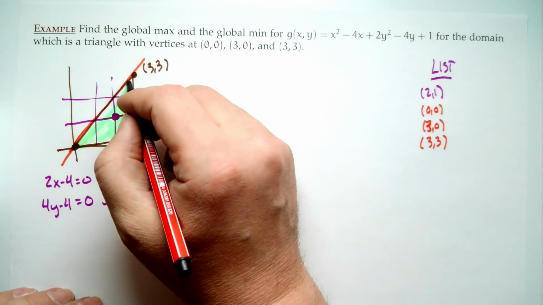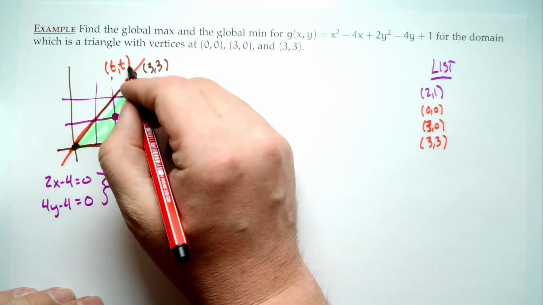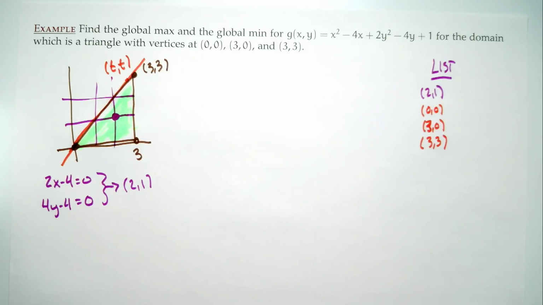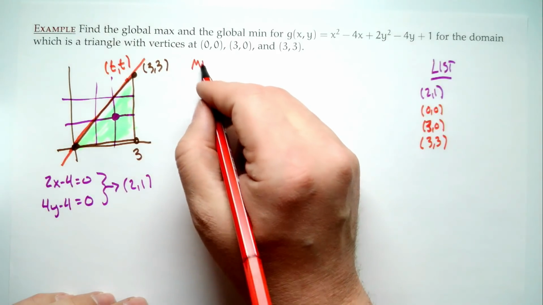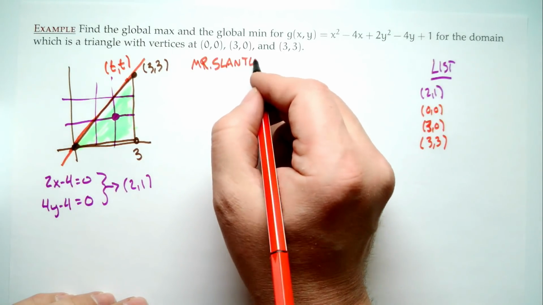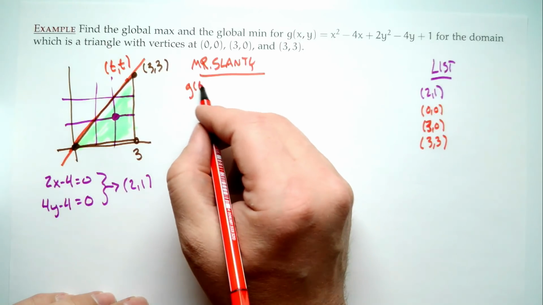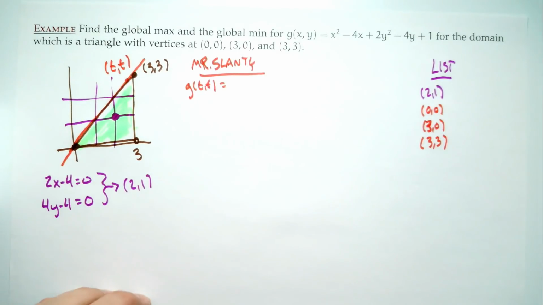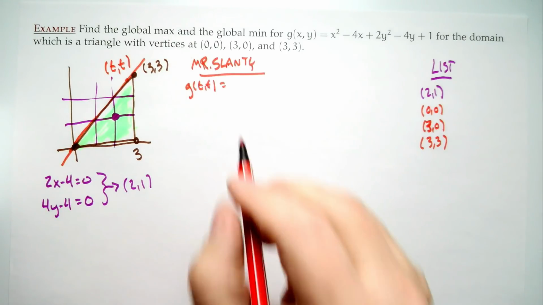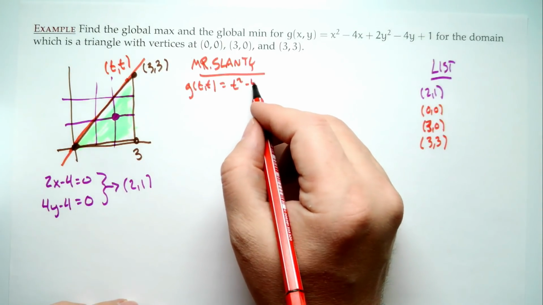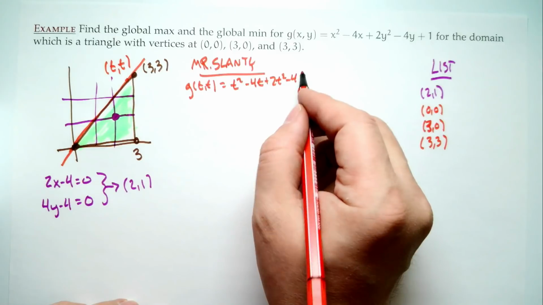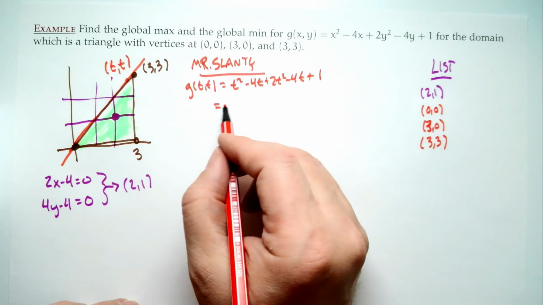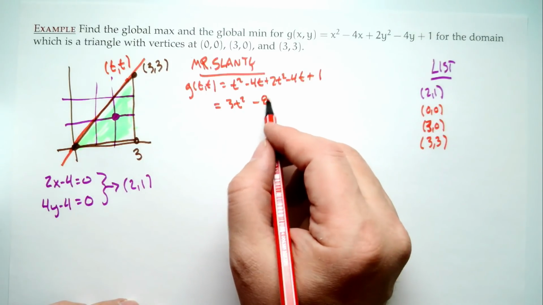And I can parameterize it by saying, for example, it's all things that look like t comma t. That's not too hard to believe. All right. Well, what does that say? Well, if I'm on that slanted side, I can look at g of t comma t. You could also do g of x comma x or g of y comma, there are other options, but I like to think about parameterization because it's slightly more general. So that would become t squared minus 4t plus 2t squared minus 4t plus 1, which would become 3t squared minus 8t plus 1.